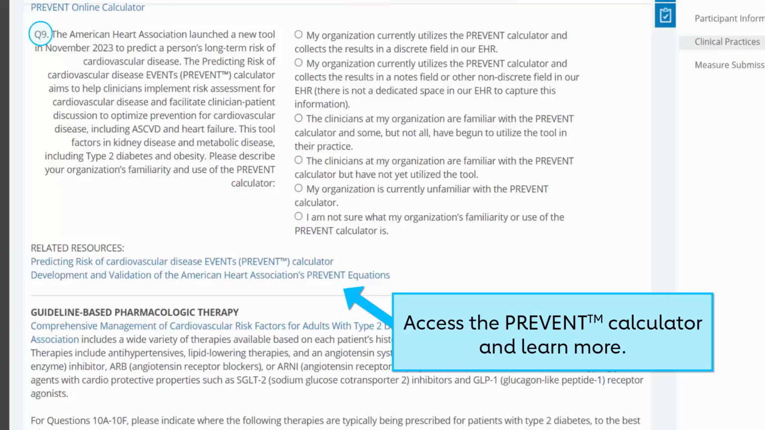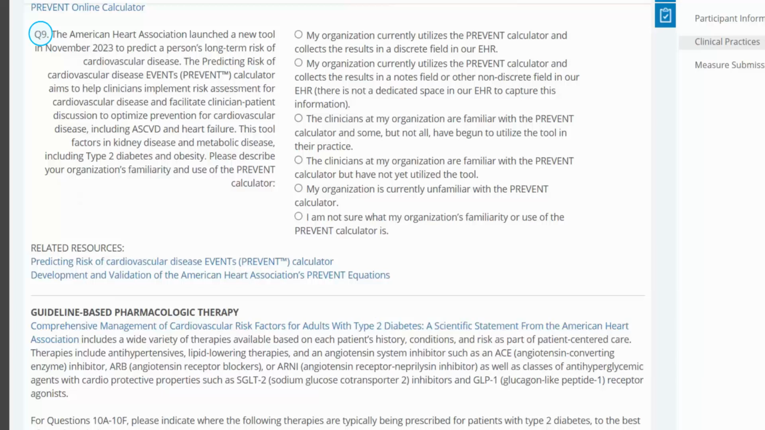This tool factors in kidney disease and metabolic disease, including type 2 diabetes and obesity, as well as indicators of social deprivation. We ask you to describe your organization's familiarity and use of the PREVENT calculator. At my organization, some clinicians use the PREVENT tool as a standalone tool, but it is not integrated into the EHR.